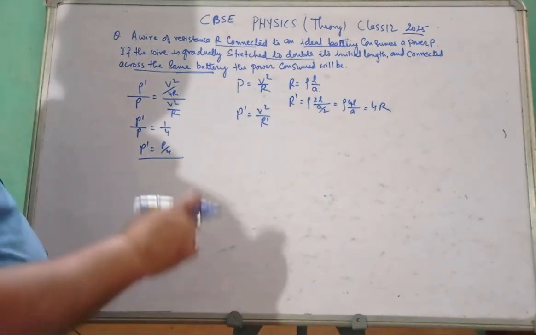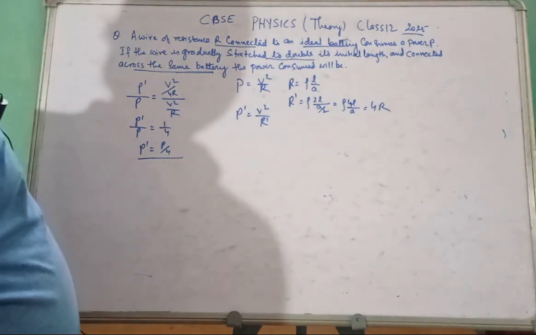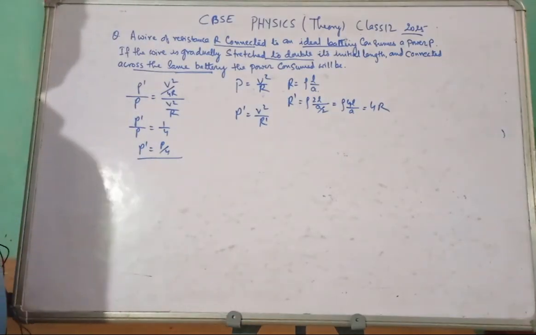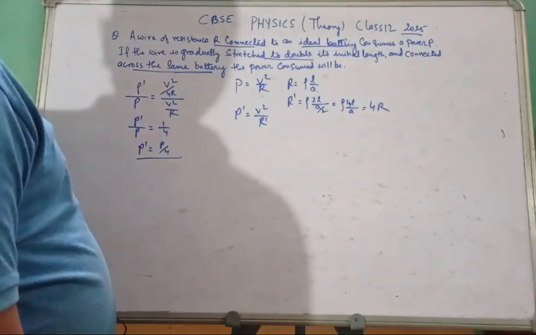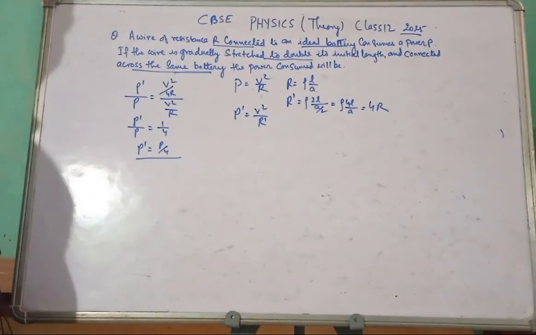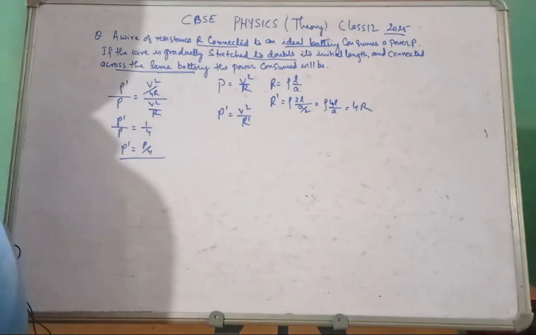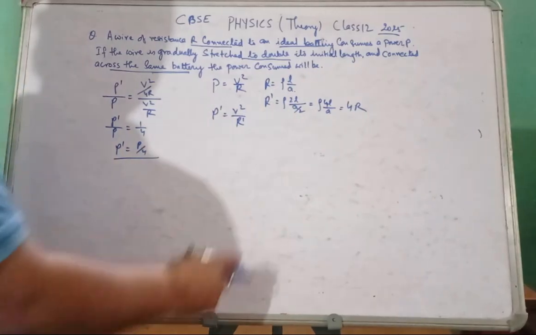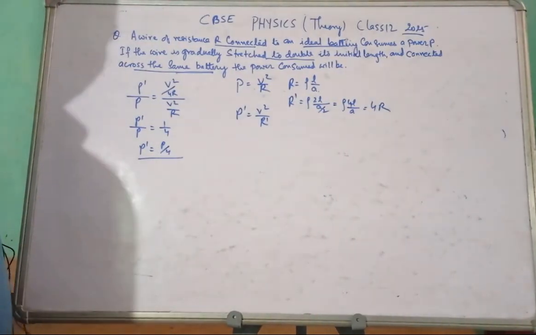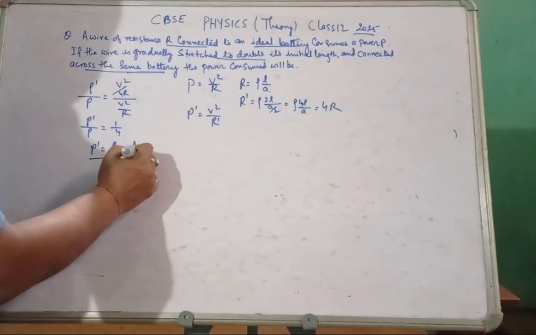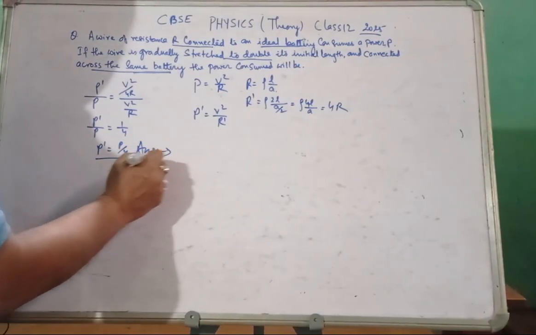A wire of resistance R connected to an ideal battery consumes a power P. If the wire is gradually stretched to double its initial length and connected across the same battery, the power consumed will be: P is equal to V square by R, so P dash is equal to V square by R dash. Since the length is double, the area will be half, so R dash will be 4 times R. So this is your answer.